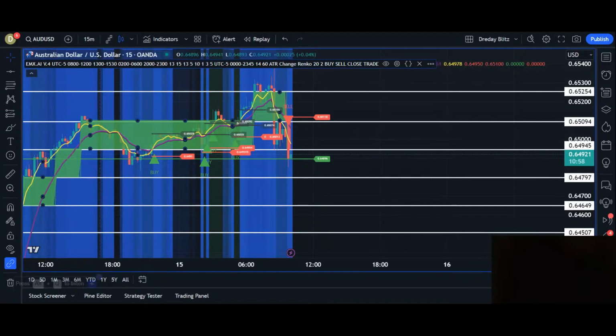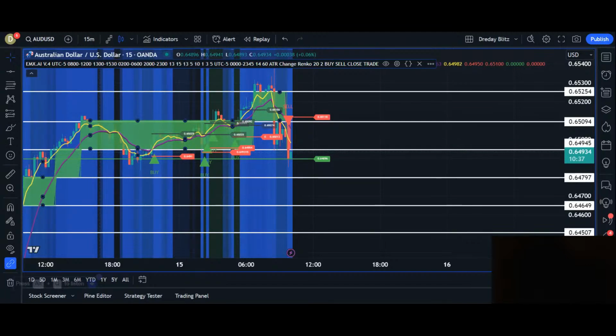So hopefully, Leon, you understood exactly the explanation of AUD/USD. So yes, it was a sell signal. Just have to make sure that you have the filter set up the right way.